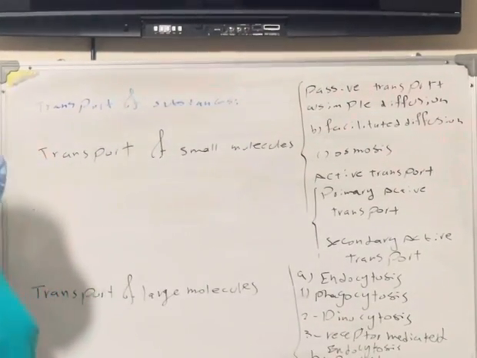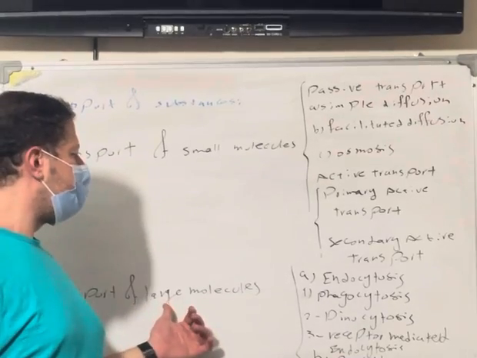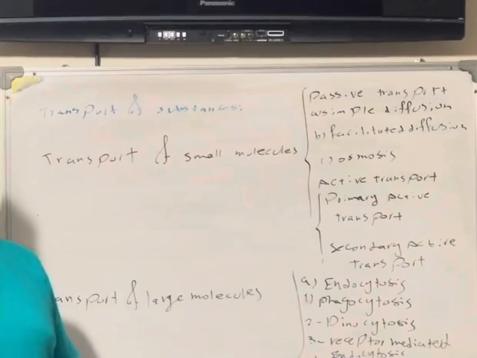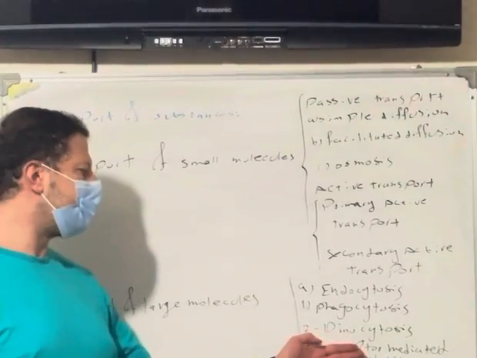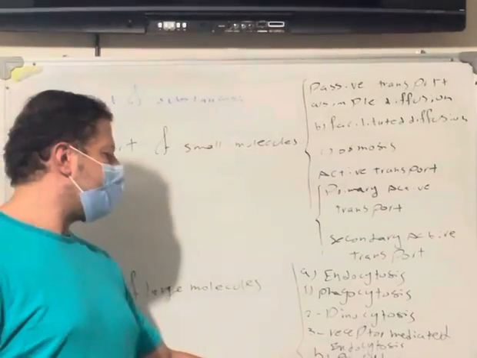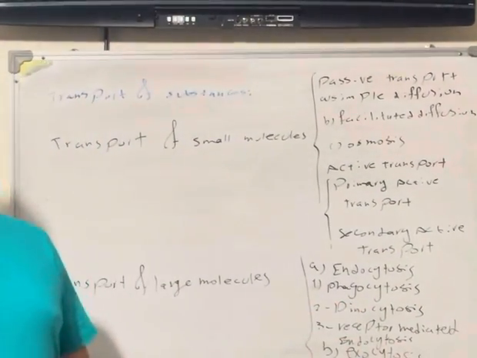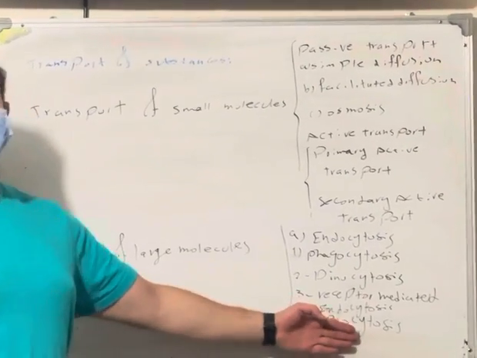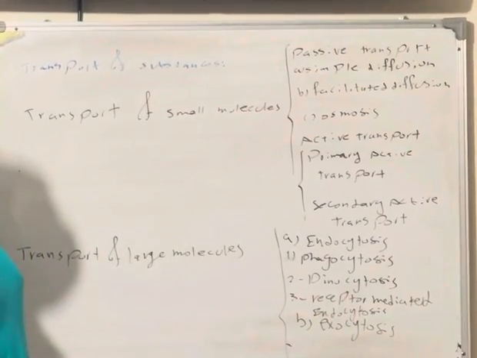Receptor-mediated endocytosis is the last type of endocytosis. It requires a receptor. For example, LDL is taken in by receptor-mediated endocytosis. In exocytosis, large molecules or macromolecules are expelled from a cell.